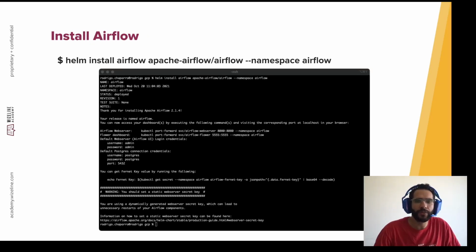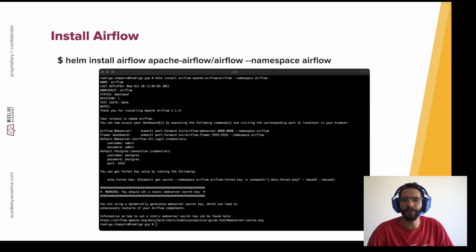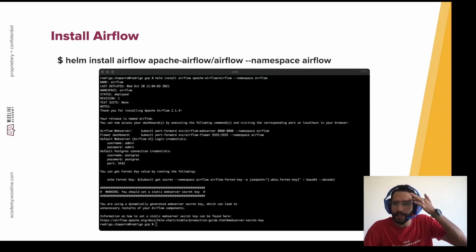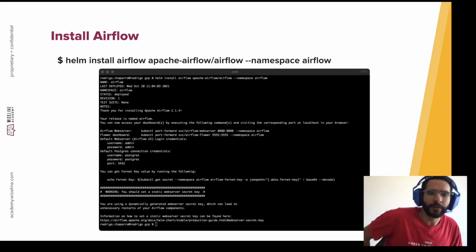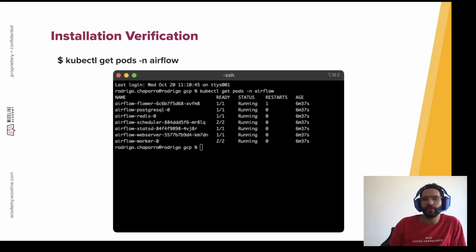To accomplish this, we're gonna run helm install airflow apache-airflow/airflow --namespace airflow. So we're gonna install the Airflow instance in our namespace with the same name. After running the install, it's gonna take like 2 or 3 minutes. You can see that we're gonna get some instructions and a success message for the installation.